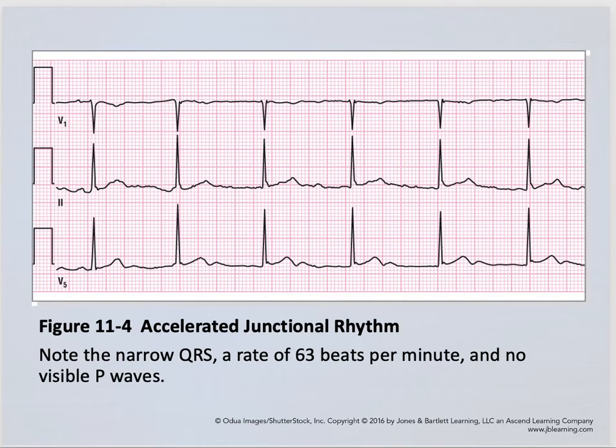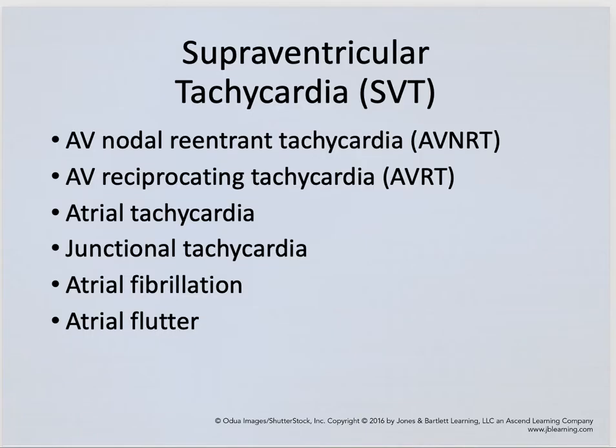This is a picture of accelerated junctional rhythm. So what you're looking at here is very narrow QRS complexes. If you do a rate count, just around low 60s, so we're at 63 beats per minute, and we are noticing no visible P waves. This is what we call a junctional rhythm. It happened below the atrium, but the ventricle is contracting. So this is in the middle, right? This is the junctional rhythm.